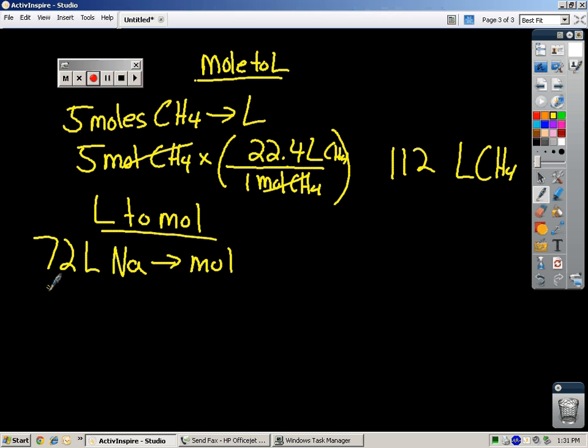So we write down what we know. 72 liters. You guys figure out what we do next. See if you can do it. I kind of gave away too much already, but by setting it up like that.